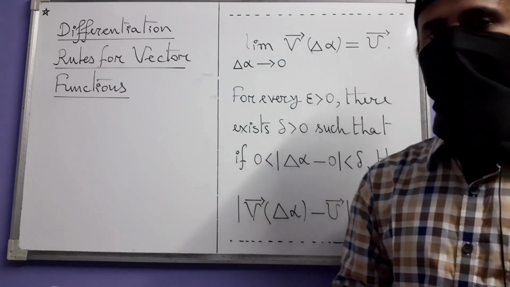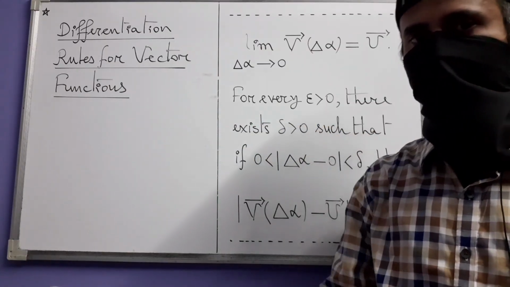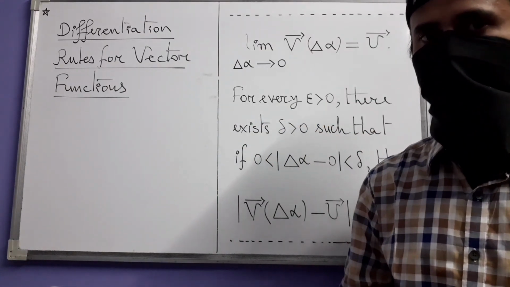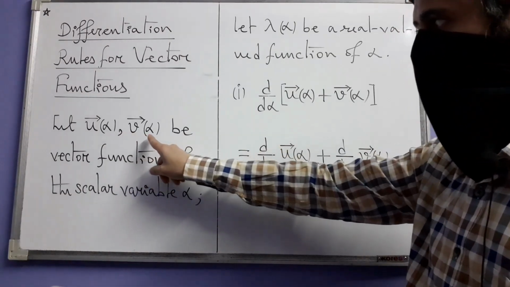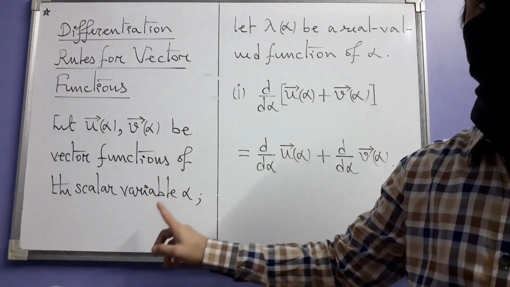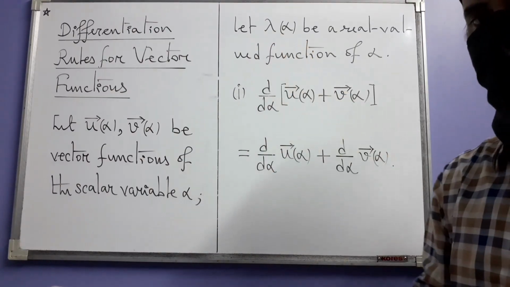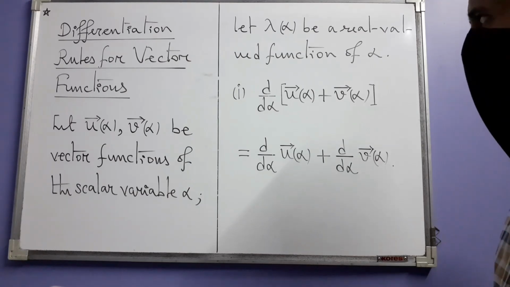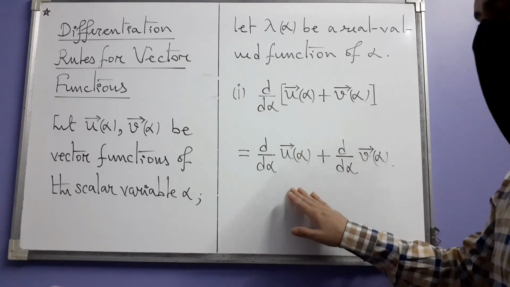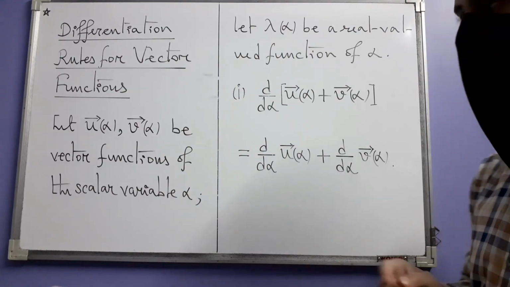There are rules for differentiating vector functions, just like we have rules for differentiating ordinary real valued functions, and these are similar. Let u of alpha and v of alpha be vector functions of the scalar variable alpha, and let lambda of alpha be an ordinary function, that means a real valued function of alpha. Then the first rule is this, which is exactly like what you have for real valued functions.